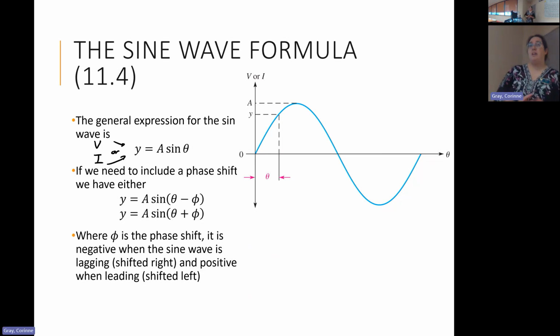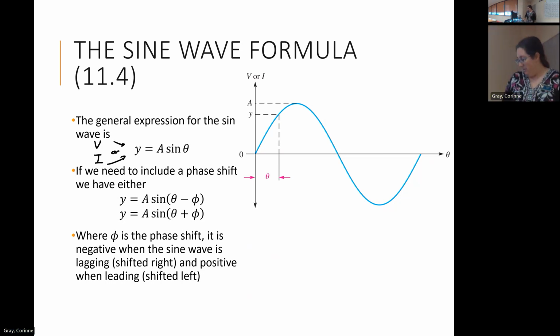If we need to include a phase shift, we are going to have a plus or a minus phi inside of our sine function. So here we have y is equal to A sine theta minus phi, and here we have y is equal to A sine theta plus phi. So this phi here, this is the phase shift that we have.